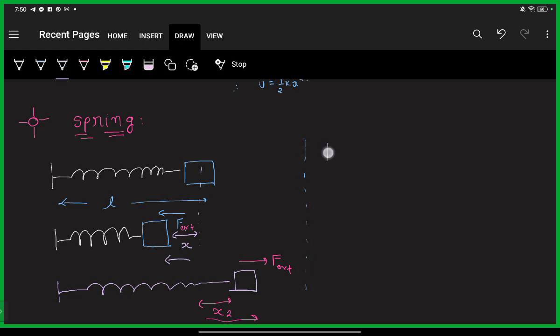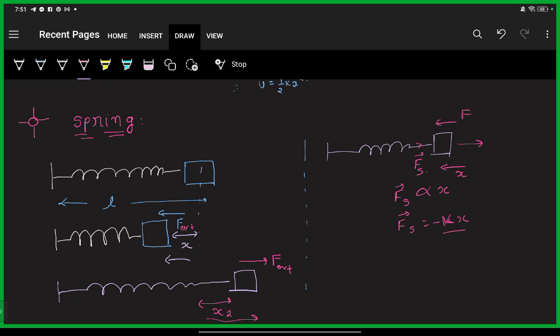Yes, when you stretch or compress the spring, let's say we are compressing, the spring exerts a force in this direction. That force is called the spring force, or restoring force. That spring force is directly proportional to the displacement, and it is given by minus kx. Here the displacement was in this direction and the force was in the opposite direction, that's why it is negative.